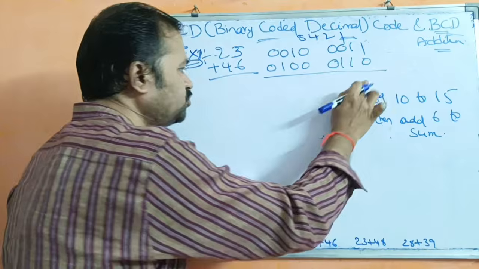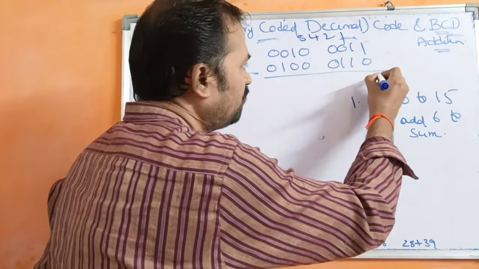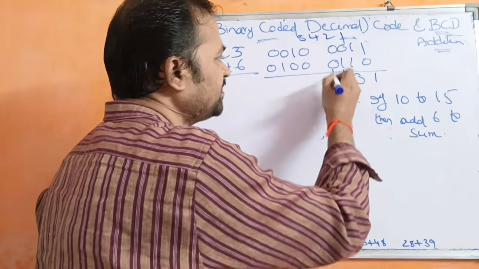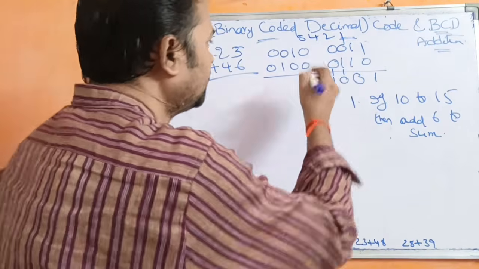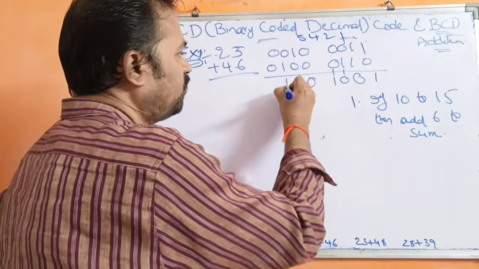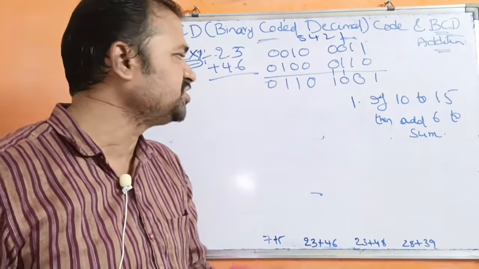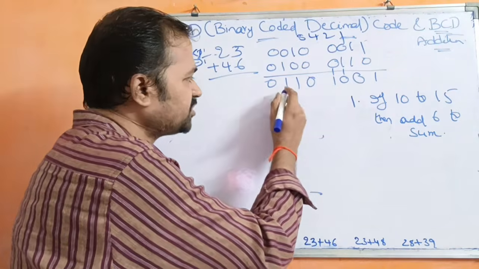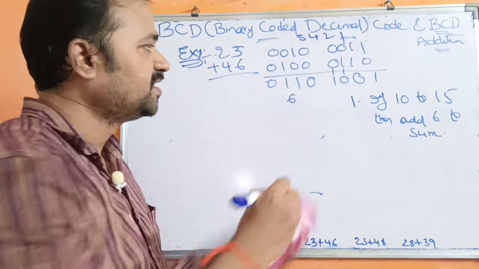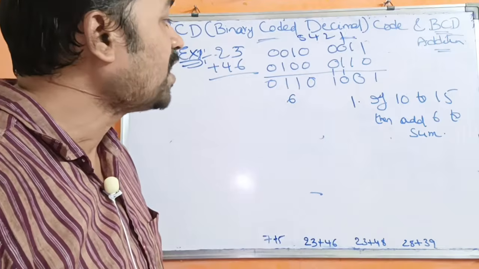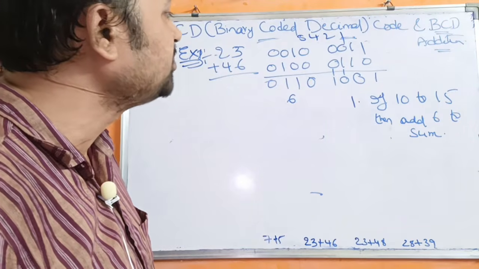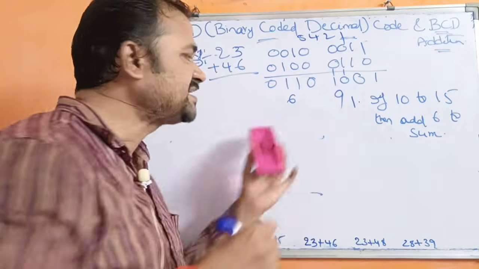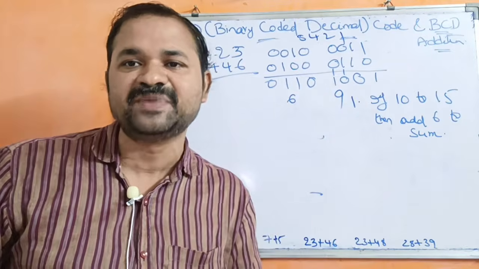So now let us do the addition from the least significant bit. 1 plus 1 means 0 with a carry 1. So 100 means 1, then 0110. 0110 is nothing but 6, in 8421 notation. So 4 plus 2, 6. 1001 is nothing but 9. So 6 and 9. So valid BCD numbers. There is no problem.